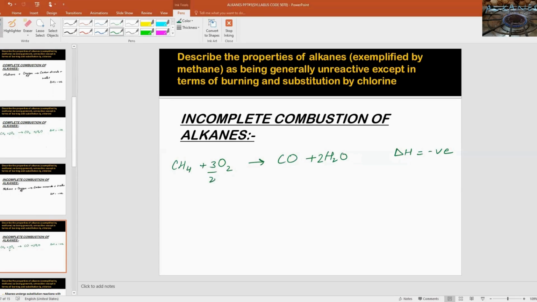Alternatively, we can also balance the equation in this way. CH4 plus O2. Instead of writing 3 by 2, we will write 6 here. We will write 2 here. Now we'll balance the hydrogen. It will be 4 H2O. Now you will see all 3 atoms, carbon, hydrogen, and oxygen, are balanced in this equation. Delta H is negative.